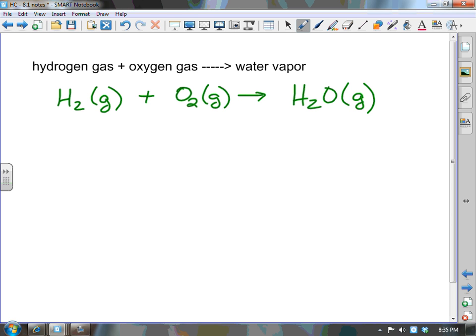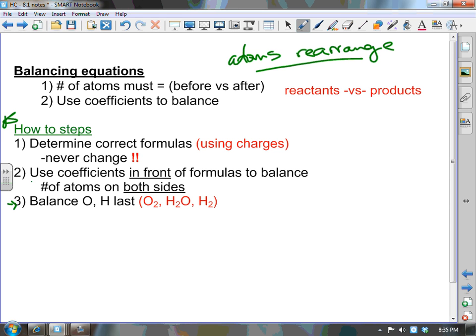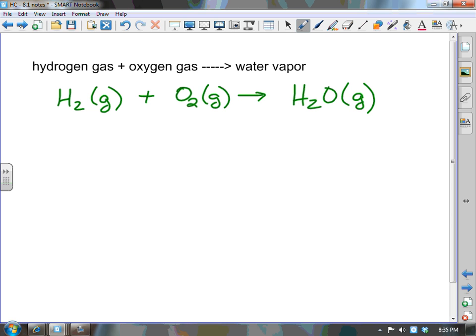So, once we have the correct formulas, now we use coefficients in front of the formulas to balance. And both sides have got to be the same. So I come out in front here.